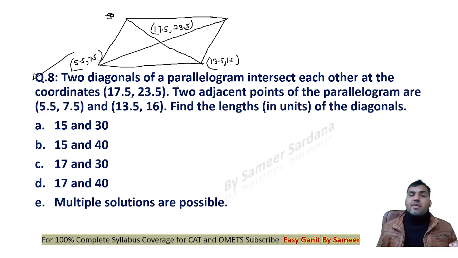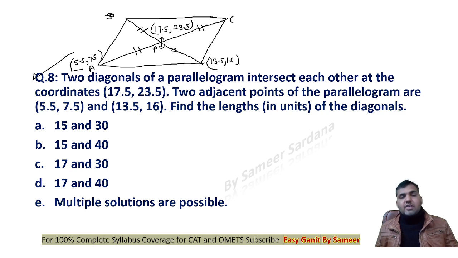You need to know the property of a parallelogram. The diagonals of the parallelogram bisect each other, right? So that means this point of intersection of the diagonals is nothing but the midpoint. So if I find the length of A to P, I can double it to find the length from A to C, right? You're supposed to find out the length of the diagonal.